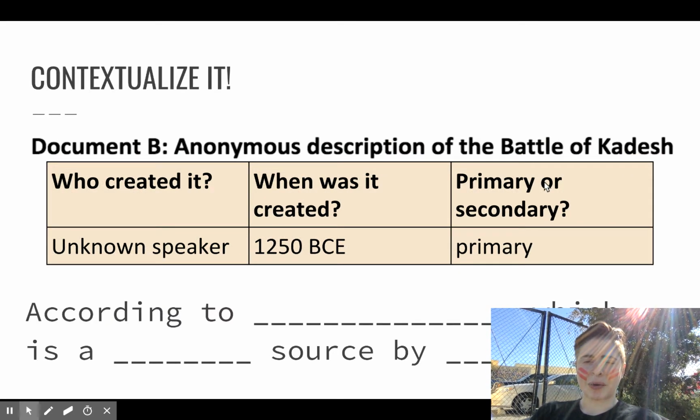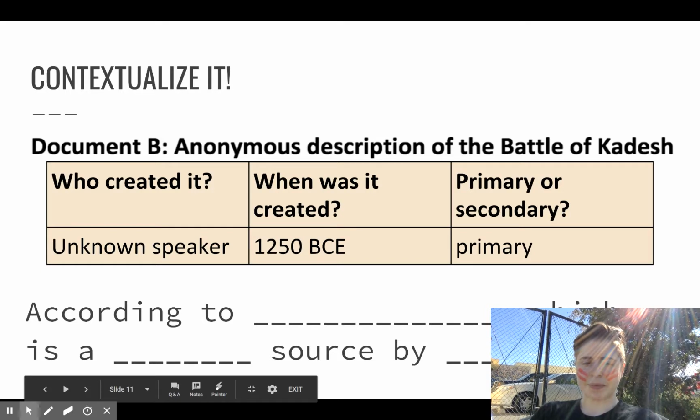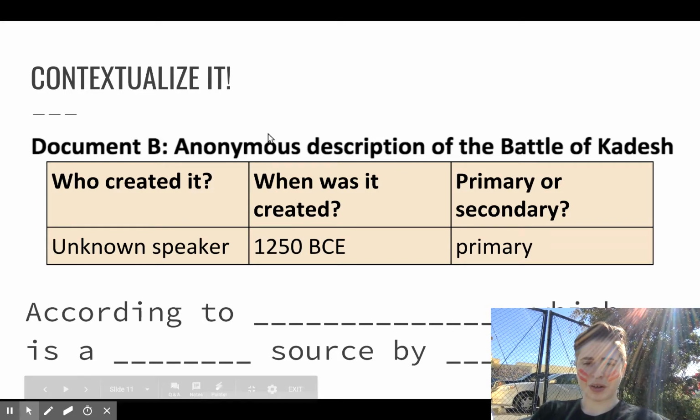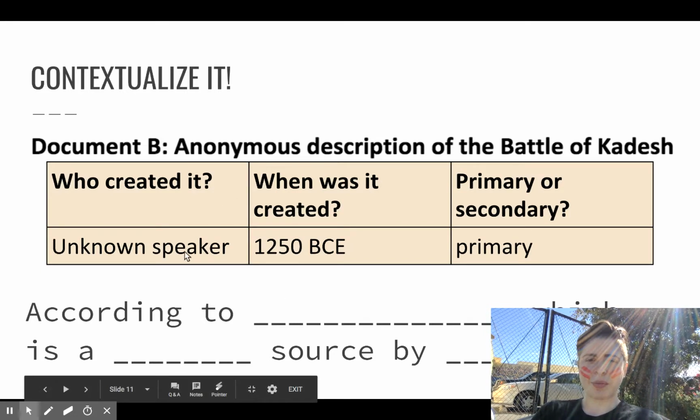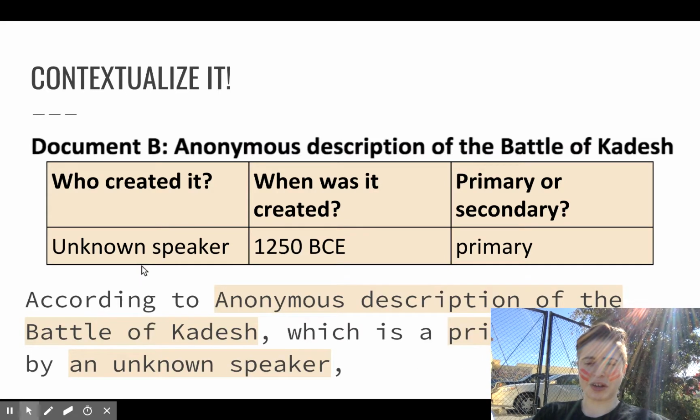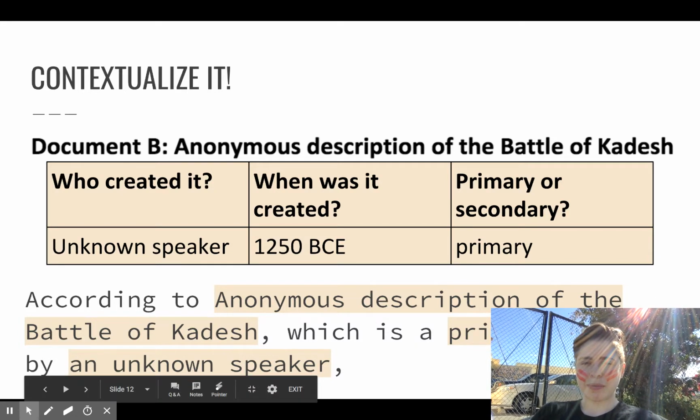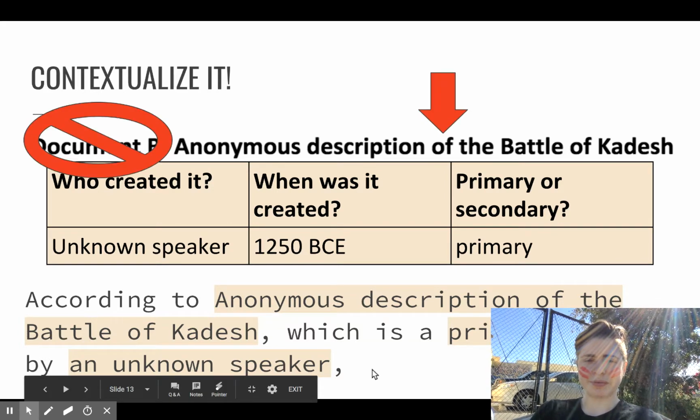So now when I want to contextualize it, I'm going to use that information in this sentence starter: according to blank, which is a blank source by blank. So first I want to put in the title, according to the title, which is a primary source, and then I want to put in the name of the author, or in this case, unknown speaker. So I end up with, according to anonymous description of the Battle of Kadesh, which is a primary source by an unknown speaker, comma, and then I would put my quote.